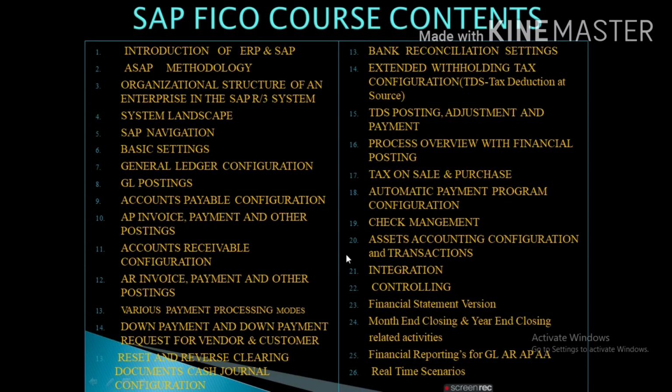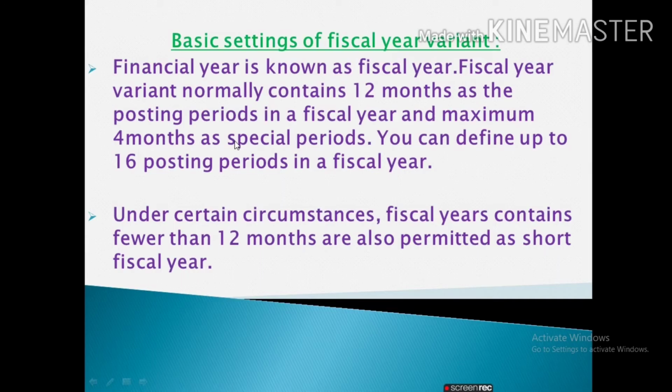Friends, today we will learn more basic settings: the basic settings of fiscal year variant. What is a fiscal year? Financial year is known as fiscal year. A fiscal year variant normally contains 12 months as the posting periods in a fiscal year and a maximum of 4 months as special periods. You can define up to 16 posting periods in a fiscal year. Under certain circumstances, a fiscal year containing fewer than 12 months is also permitted, known as a shortened fiscal year.